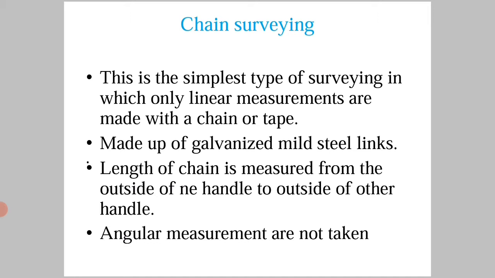This is the simplest type of surveying in which only linear measurements are made with a chain or tape. Second point, it is made up of galvanized mild steel links. Third point, the length of chain is measured from the outside of one handle to the outside of the other handle.